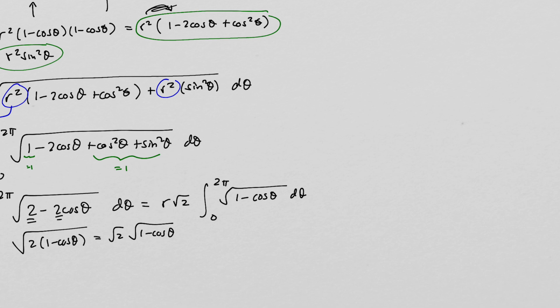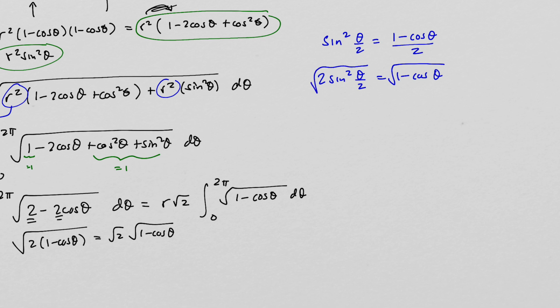So we know that sine squared of theta divided by 2 is 1 minus cosine of theta all divided by 2. Or we can say 2 sine squared of theta divided by 2 is equal to 1 minus cosine of theta. So if I have the square root of 1 minus cosine of theta, that's going to equal the square root of 2 sine squared of theta over 2. And that is going to be the square root of 2 times the square root of sine squared of theta over 2.